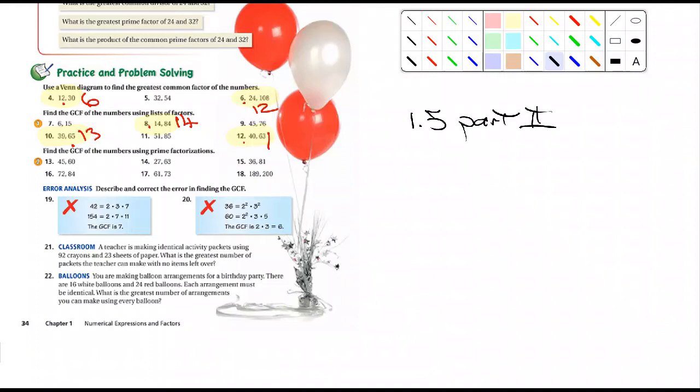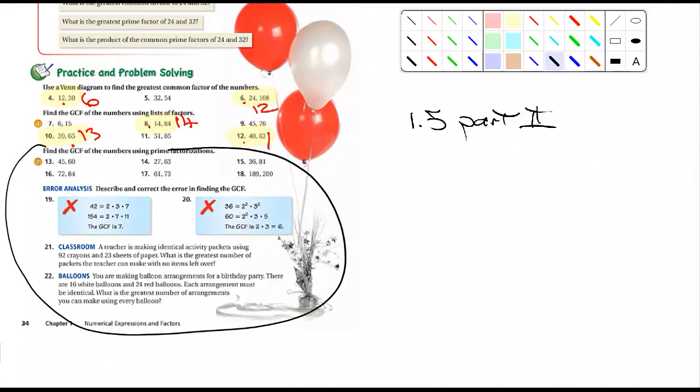So I'm looking in particular at these problems right here, and I'm going to look at number 13. And number 13 says 45 and 60, and it says use prime factorization.